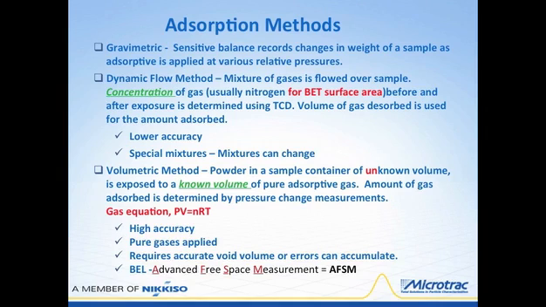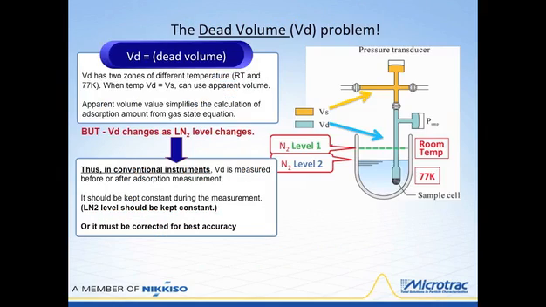This will provide very high accuracy and allows for pure gases to be applied, no demixing issues, and it requires an accurate void volume or errors can accumulate. And we'll talk about that void volume because that's an important aspect. In the Bell instruments, to deal with that void volume error, what's called the advanced free space measurement is used. And we call this the AFSM method. And this brings us to the dead volume or the void volume.